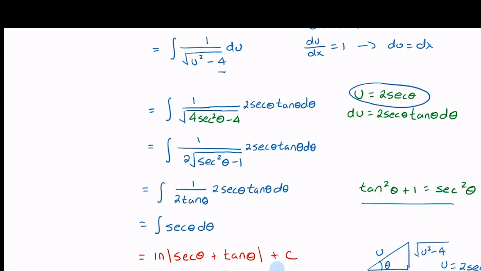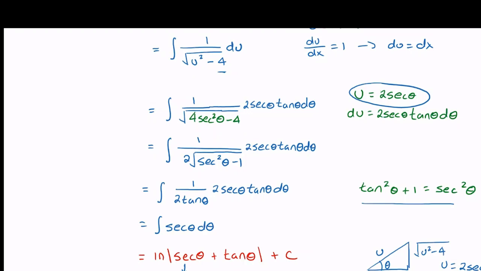Using this triangle, we can go ahead and substitute. Secant theta is 1 over cos theta. So cos theta would be 2 over u. Therefore, secant theta is the inverse, u over 2, which is how we got this. Tan theta is opposite over adjacent, which is how you get root u squared minus 4 over 2, which is how we come up with this.